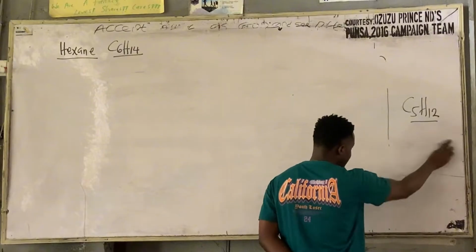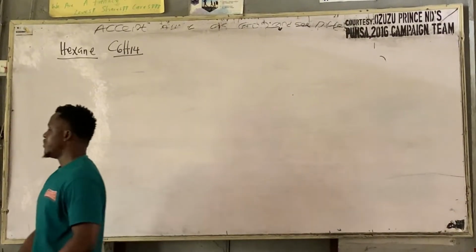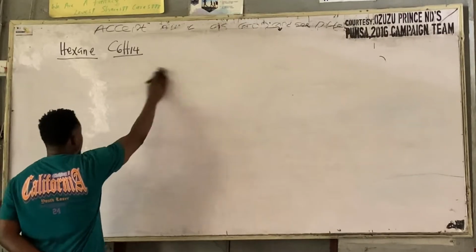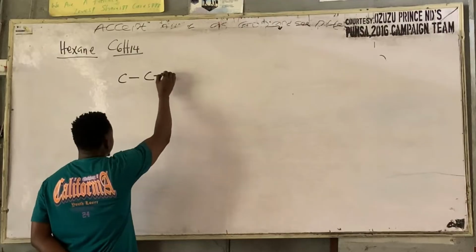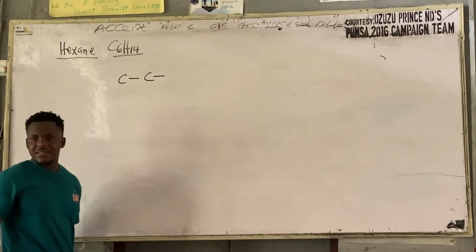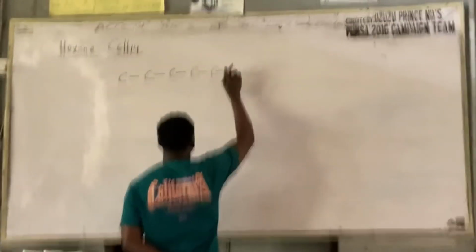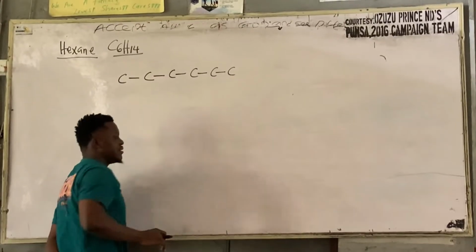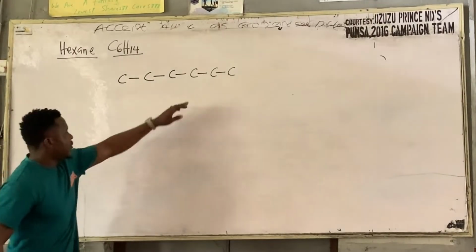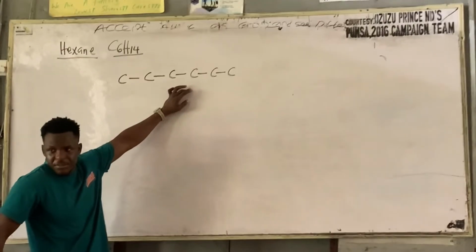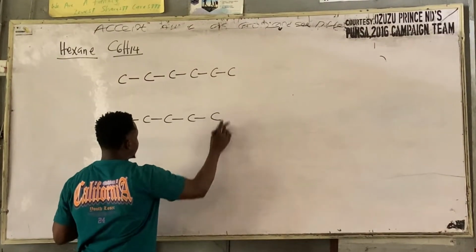We have some new persons now here. So for isomers of hexane, we are expecting 5 isomers. The first one is 6 carbons, 1, 2, 3, 4, 5, 6. This is the first one, the straight chain. And then we check for 5 carbons, 1, 2, 3, 4, 5.